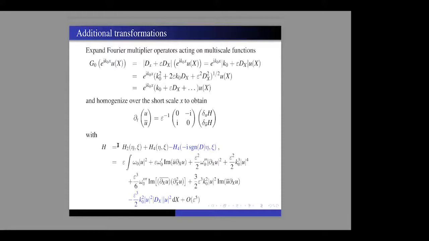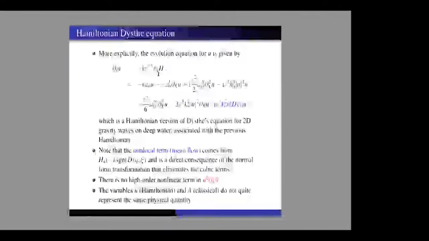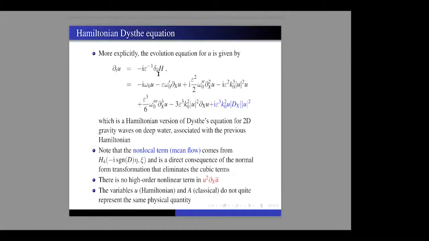So this is the reduced Hamiltonian in terms of U up to order epsilon to the power 5. And right away you can see that there's a non-local term depending on mod dx. And it comes from the correction H4 in terms of eta tilde xi tilde. So what is the corresponding equation for U? All right, so if you take the variation with respect to conjugate U of the Hamiltonian, then you get this equation. And this is our Hamiltonian version of this equation for 2D gravity waves on deep water. And the corresponding Hamiltonian is given here on the previous page.